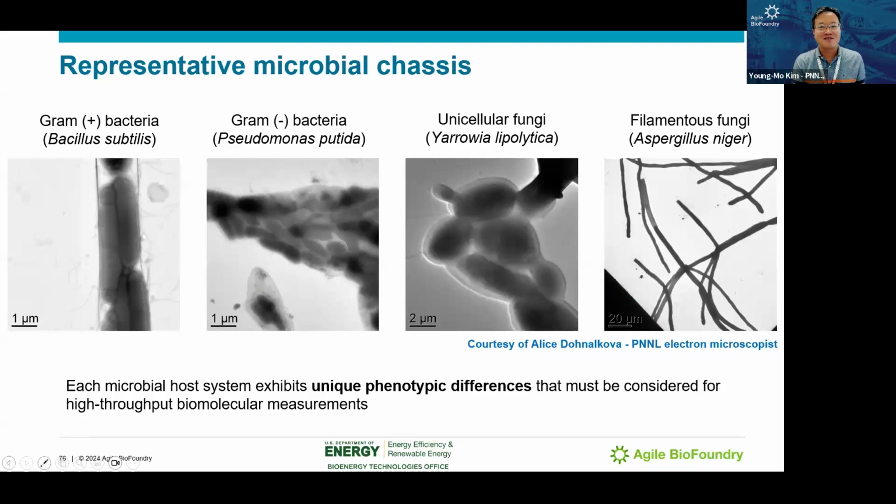So before digging into the deep biological system analysis, we want to see what they look like first. So we have an electron microscopy capability to capture them. Why do we need to take these pictures? Because our measurement begins with extraction. So we test many different types of extraction methods to disrupt the cell wall, cell membrane and structure. These four are representative host strains that we use.